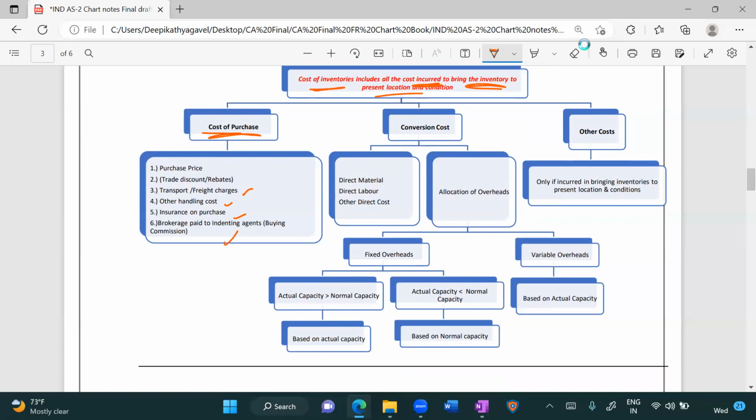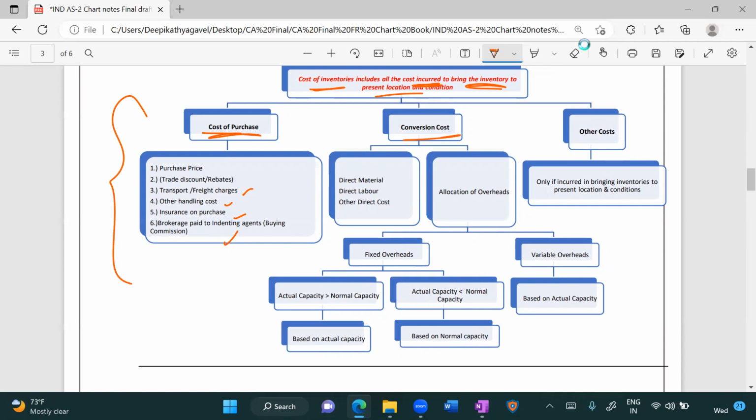Buying commission. And next, if you're a manufacturer, there are two things here. You can either be a manufacturer or a trader. In case you're a trader, then you're only going to buy from somebody and sell it. So your cost of inventories will be very narrow. But when you compare a manufacturer, first he will incur the cost of purchase of raw material, and then he needs to process that. So that conversion cost is also to be included. That conversion cost of raw material to finished goods also needs to be included.